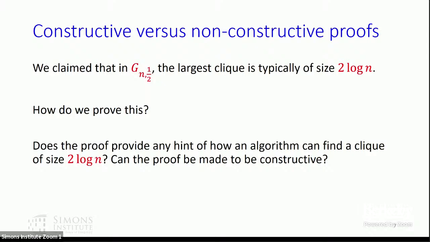Okay. So a first approach to design an algorithm to find an object that you know exists is to see how you prove that this object exists, and then see if the proof can be made constructive. So we claim that in a random graph, the largest clique is of the size 2 log n. So how do we know that? And maybe if we see how the proof goes, from this we can find also an algorithm that would find the clique.